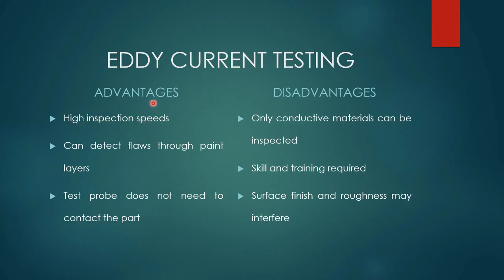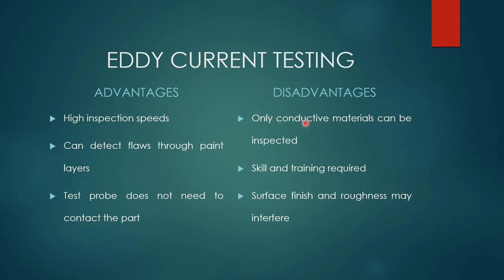Now advantages and disadvantages. It is having high inspection speeds. It can detect flaws through paint layers. It doesn't mean we have to go through only non-painted products. We can also check painted products. The test probe does not need to be in contact with the part. That means contact is not necessary.